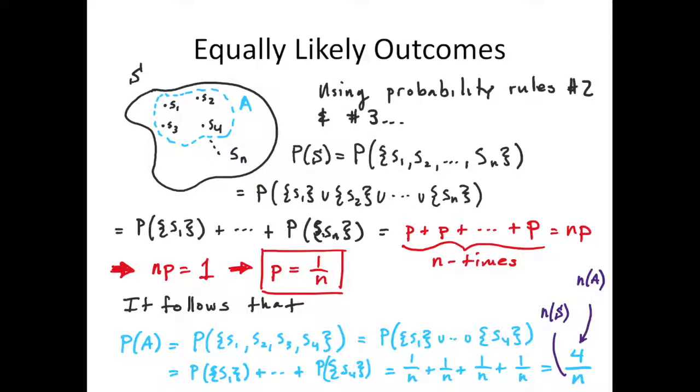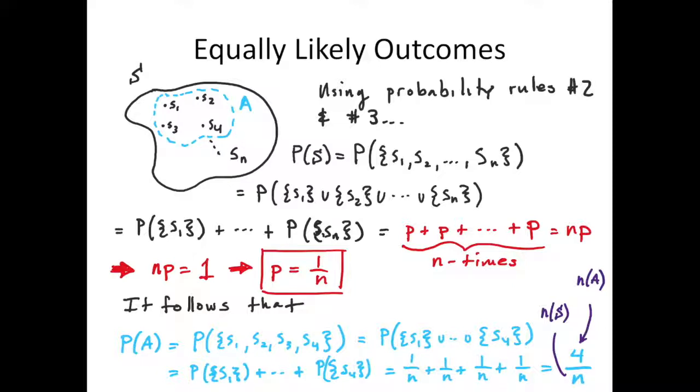So in the upper left, I have an example sample space. There's sample points S1, S2, S3, S4. Those are in event A. And there's a dot dot dot going up to Sn. So there's n sample points in the sample space. And I'm going to use rules 2 and 3 with rule 1 kind of in the background there. So the idea here is as follows. I start with the probability of the sample space. Well, that's the probability of the set that contains all sample points.